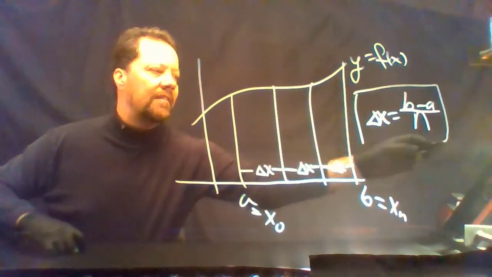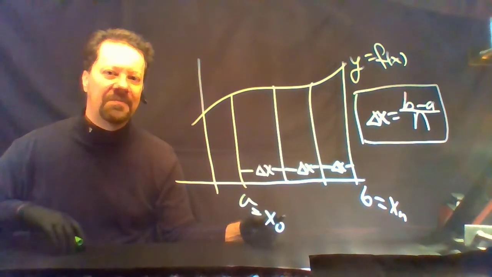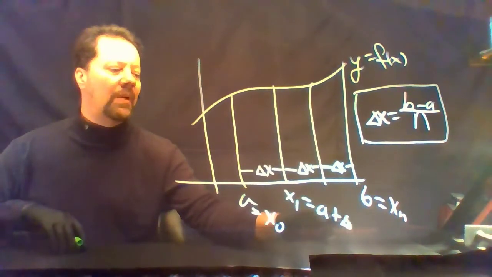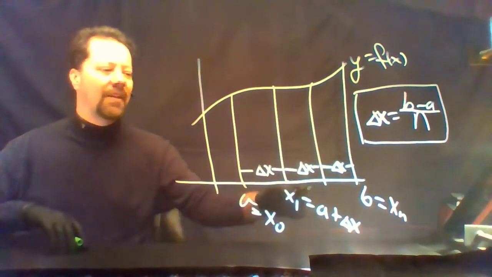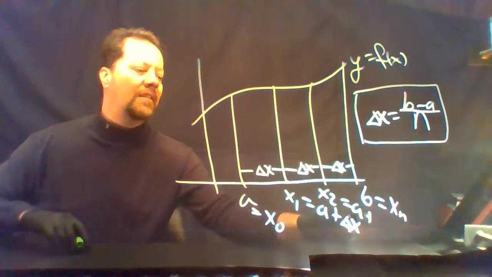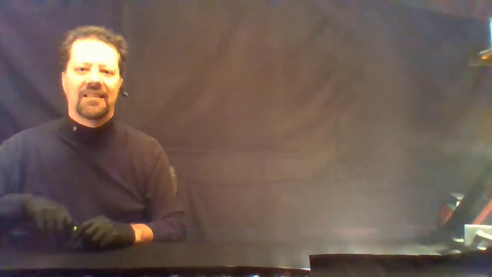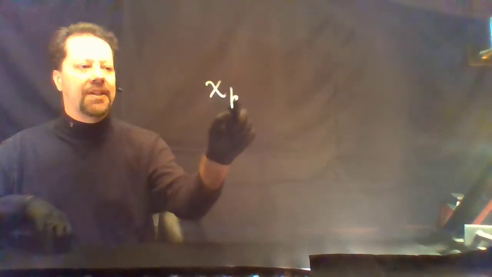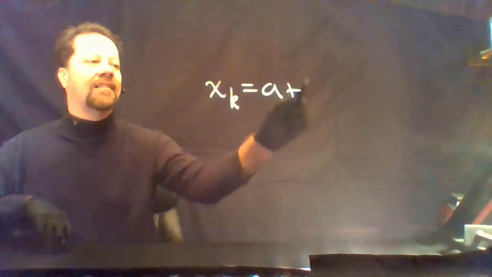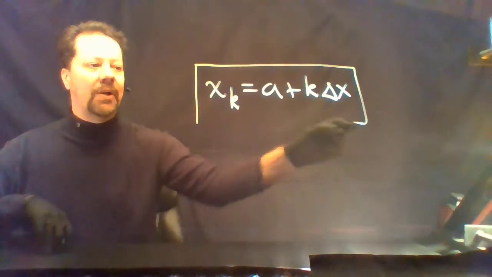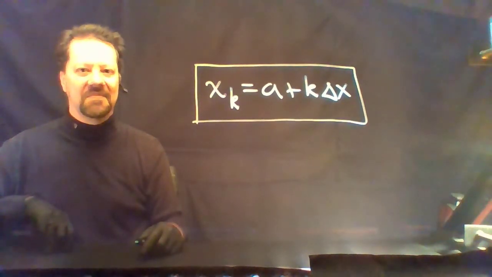This is a formula you're going to need to remember. x1 is going to be a plus 1 delta x over. x2 is going to be a plus 2 delta x's over, and so on. It follows that the elements of the partition xk are going to be a plus k times delta x. You are going to need to memorize this formula. We're ready now to describe some methods for estimating the area of an undergraph.